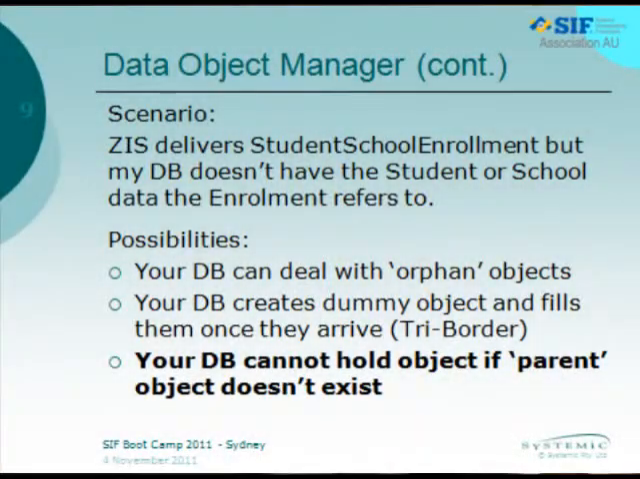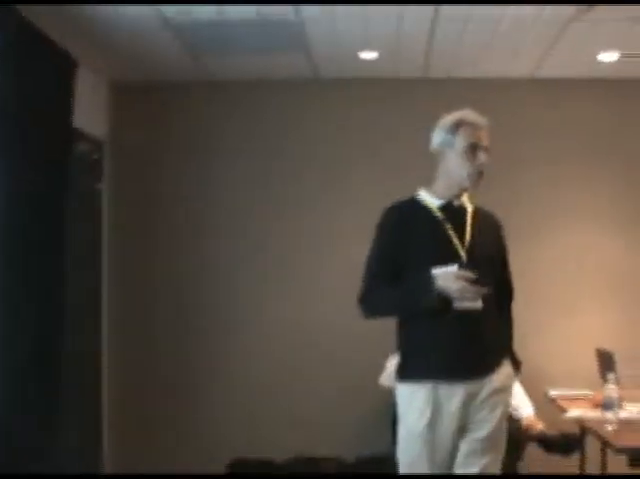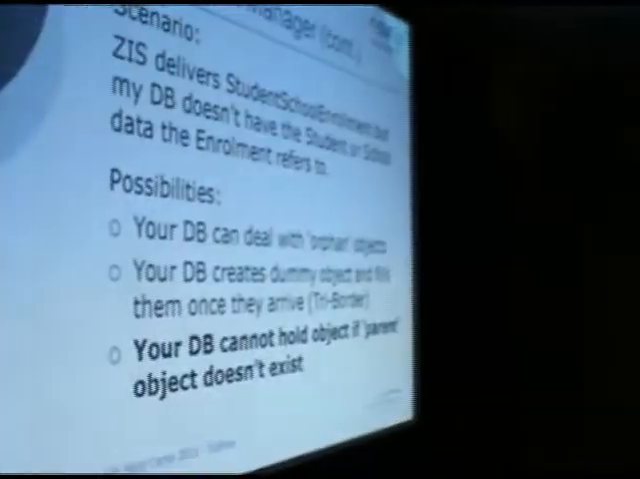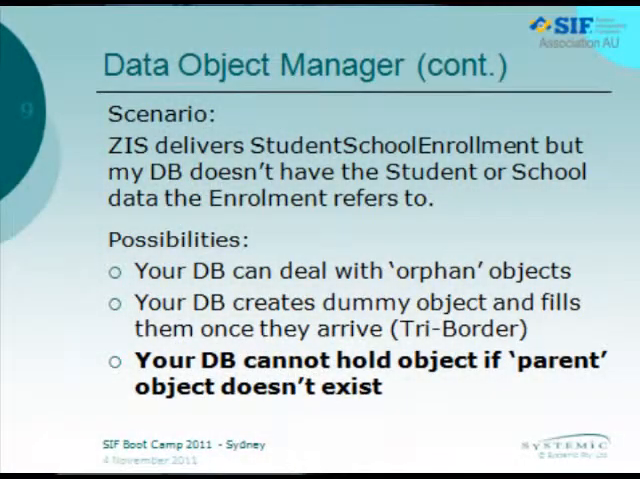Here is a scenario describing what I just said. I receive one enrollment, but I don't have the parents for it. I call them parent objects in that case. Things you can do, and none of the frameworks we have touched on in here do that for you. Your problem. Sorry, you have to solve the problem.